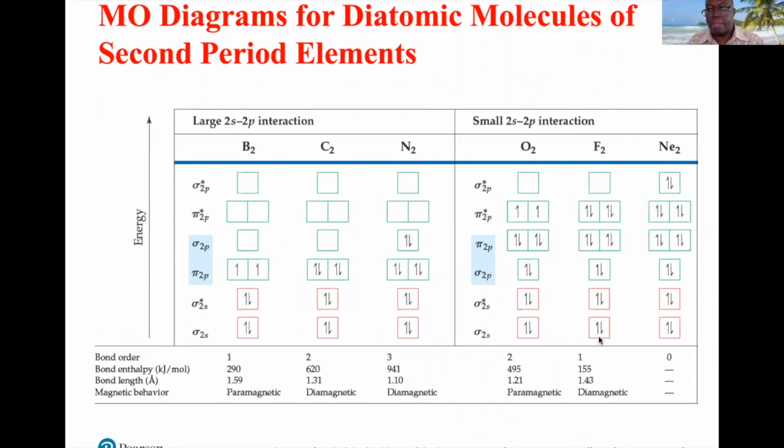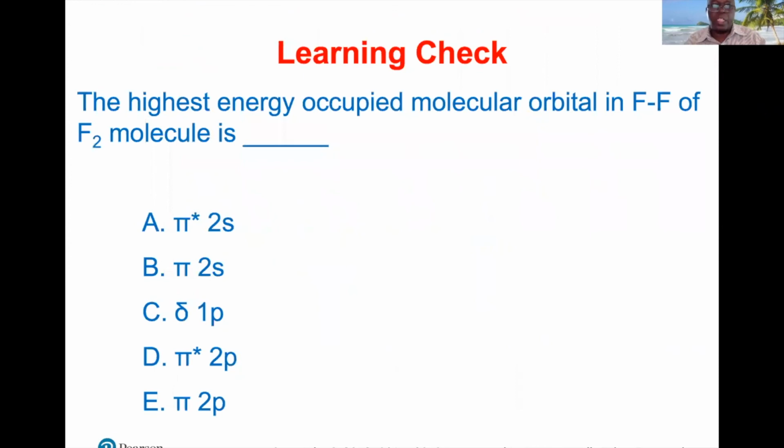There is sigma 1s, there is sigma star 1s2, and 2s2 is because of the 2 electrons. 2p2, and 2p4 because we have 4 electrons in the bond. So the highest for this is pi star 2p orbitals, which answers this question. The correct answer is pi star 2p orbitals.